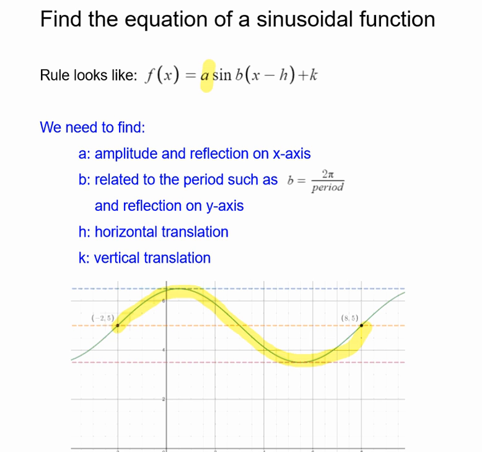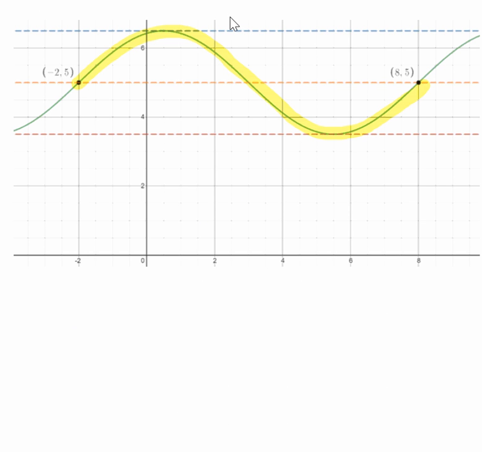And on the next slide, I will do it with you. So you can pause if you want, try to do it on your own, and then on the next slide, you can do it with me. So to find the amplitude, you can look from the middle line in orange to the top.